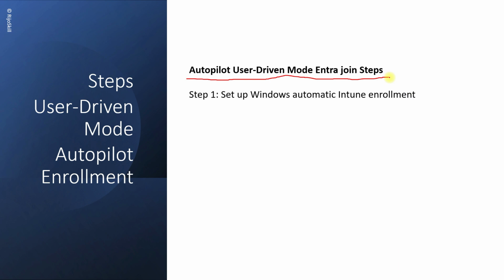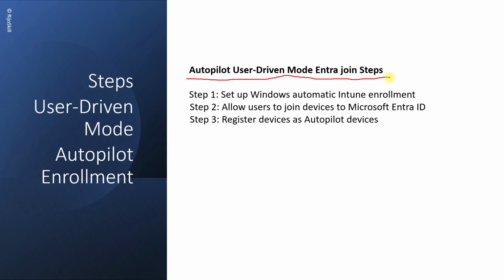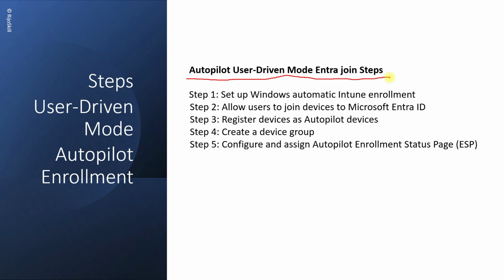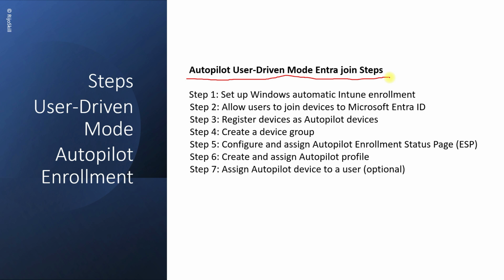First, we set up Windows automatic Intune enrollment. Step 2, allow users to join the device to Microsoft Entra ID. Step 3, register the device with Autopilot. Step 4, create the device group. Step 5, configure and assign the Autopilot enrollment status page. Step 6, create and assign the Autopilot profile. Step 7, assign the Autopilot device to a user, which is optional. Step 8, deploy the device. So now you can see 8 steps are available, and we will discuss each step in different slides.